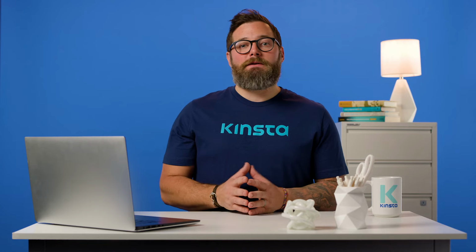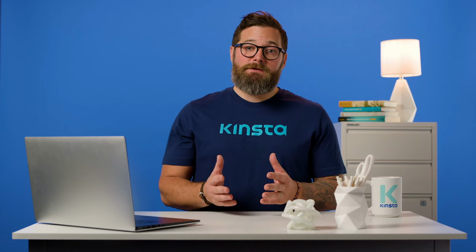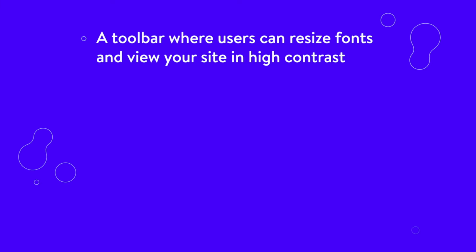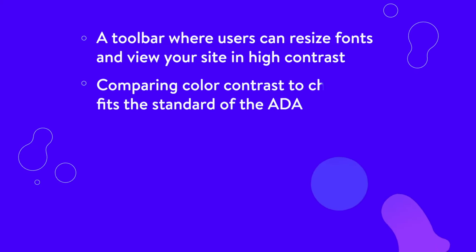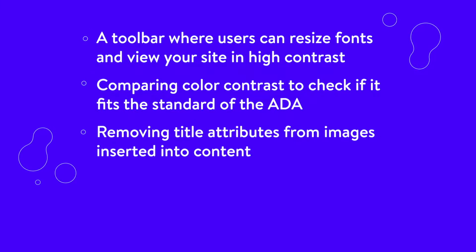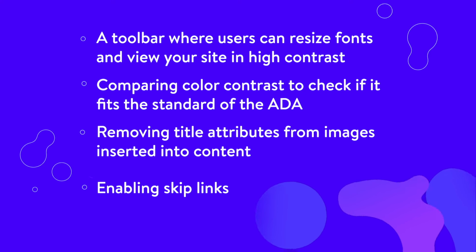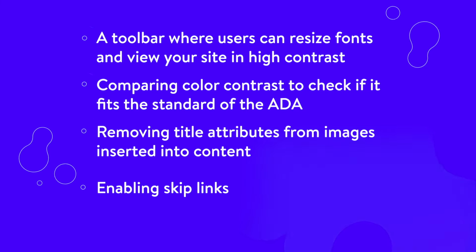How to make your website more accessible. An easy way to make your website more accessible is to install the WP Accessibility plugin, which adds accessibility features including a toolbar where users can resize fonts and view your site in high contrast and grayscale, comparing color contrast to check if it fits the standard of the ADA, removing title attributes from images inserted into content. Most screen readers aren't able to sense this and read the anchor text instead. Enabling skip links, which are internal page links that allow users to skip directly to the content, which is useful for people using screen readers.